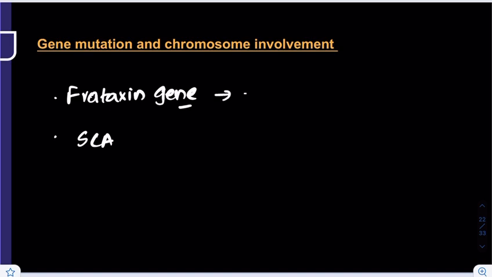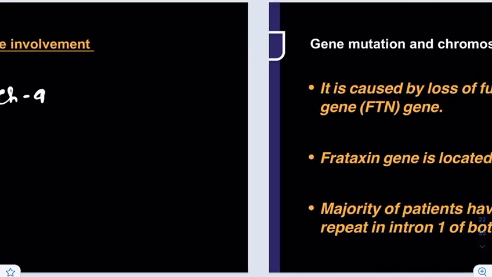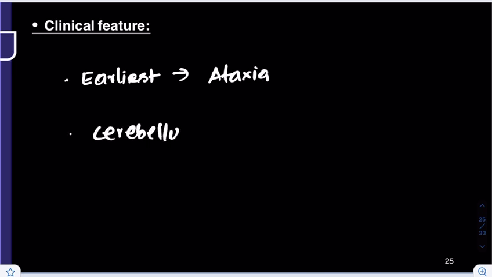And on which chromosome do you have this frataxin gene? It is present on chromosome 9. And in India, what is the most common form of spinocerebellar ataxia? In India, the most common form of spinocerebellar ataxia is type 2, whereas all over the world, it is spinocerebellar ataxia type 3. Now, what will be the earliest manifestation? The earliest manifestation in patients with spinocerebellar ataxia or Friedreich's ataxia is ataxia. And apart from that, you will have all the features of cerebellar involvement. So you will have cerebellar signs like Romberg sign positive, dysmetria, dysarthria, and nystagmus.